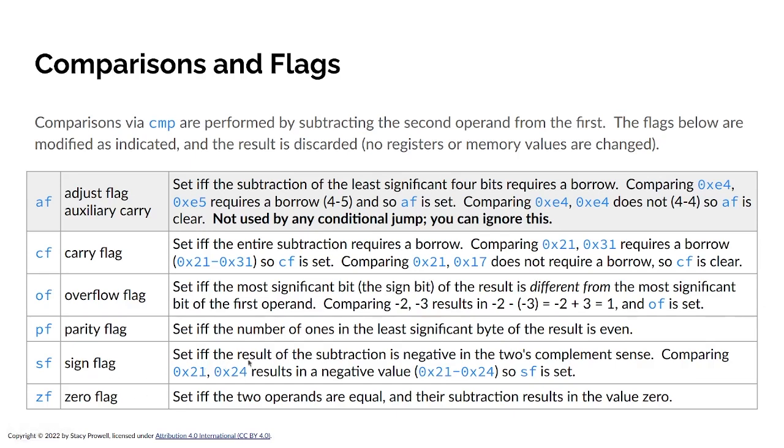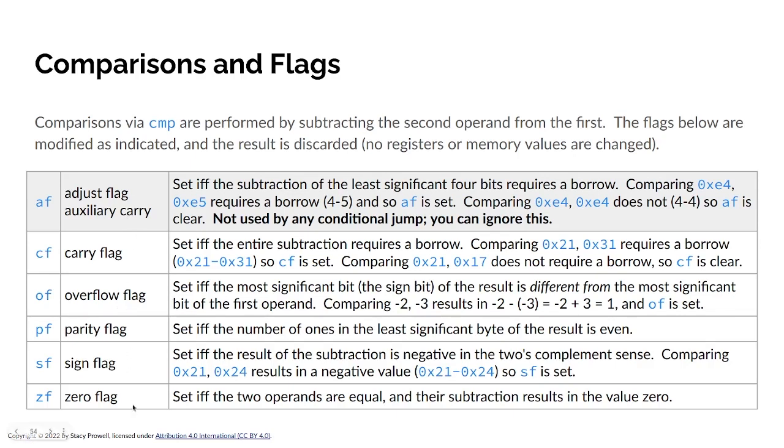The sign flag is set if the result of the subtraction is negative in the two's complement sense. So let's say I again compare 21 and 24 in that order. I'm subtracting 24 from 21. The result is going to be a negative value, so the sign flag will be set. And the zero flag is set if the two operands are equal, and so their subtraction results in 0. So if I did a compare of 21 with 21, I would get 0. So that's how these flags get set.